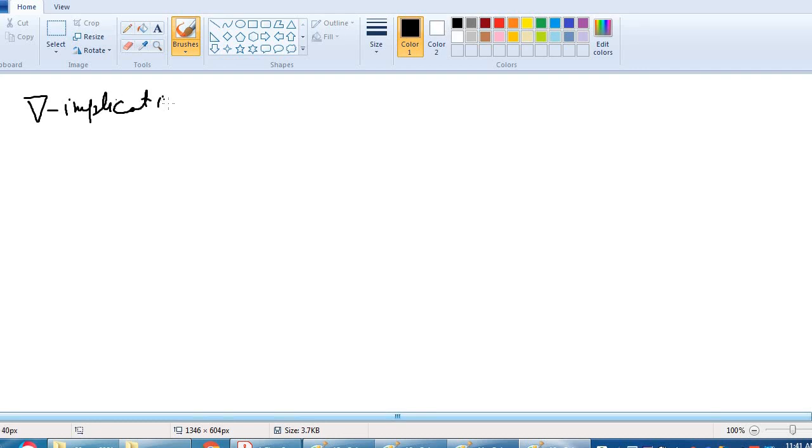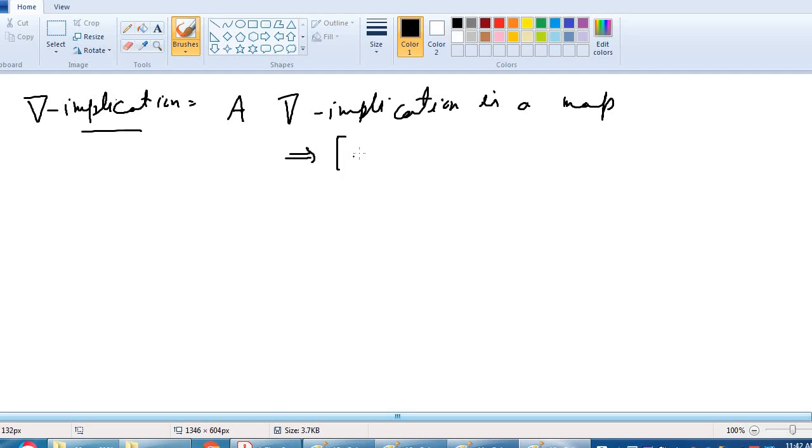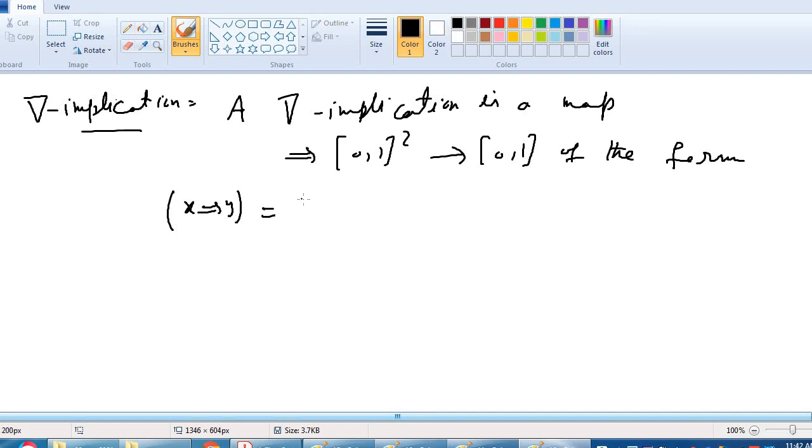Nabla implication. A nabla implication is a map, and the map is from the unit square [0,1]² to the interval [0,1], of the form x nabla implication y is equal to eta of x nabla y. This is the main formula of the nabla implication.